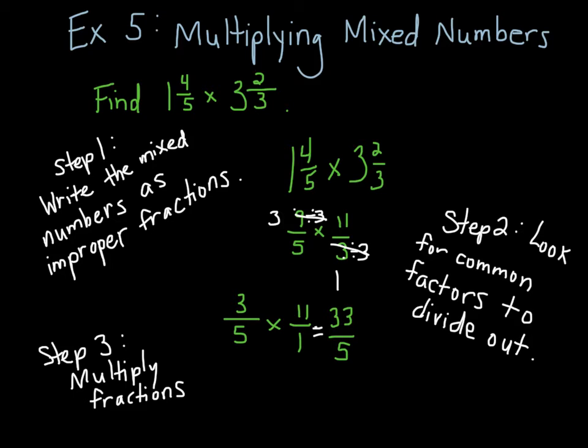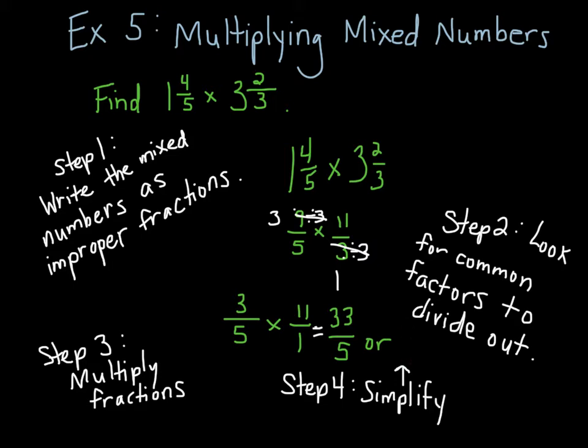Step 3 is to go ahead and actually just multiply those fractions. So 3 times 11 is 33, and 5 times 1 is 5. And the last step is to simplify, and in this case, simplifying is going to actually just mean turning this improper fraction back into a mixed number. So 5 can go into 33 6 times without going over.